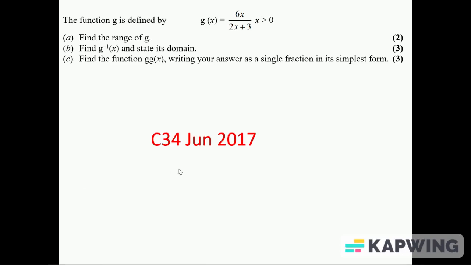Right, C34, June 2017. It's a functions question. G of x, call it G, is 6x over 2x minus 3, and there's the domain, x is greater than 0. We're going to find the range, the inverse function, say its domain, and then g g of x as a single fraction in its simplest form.